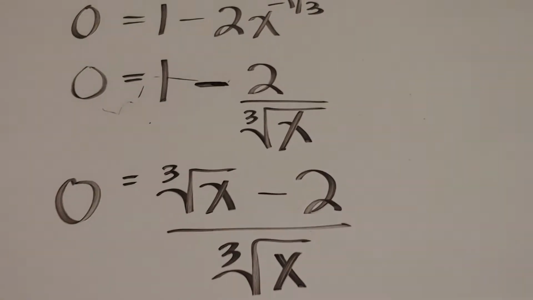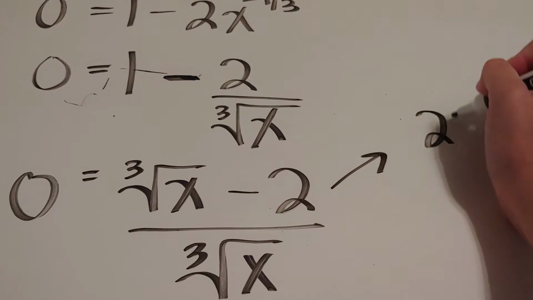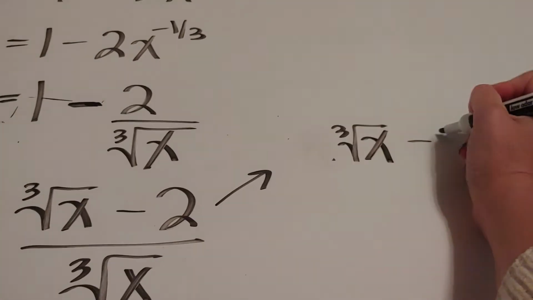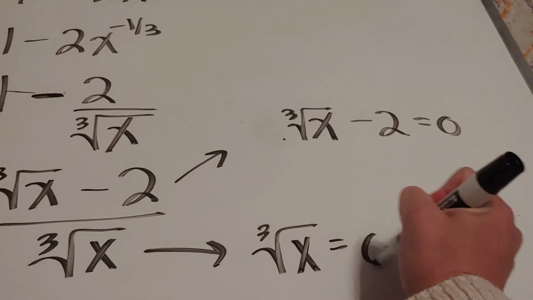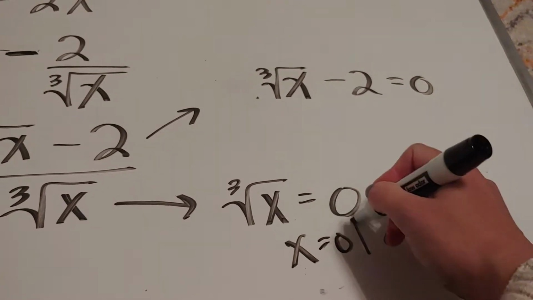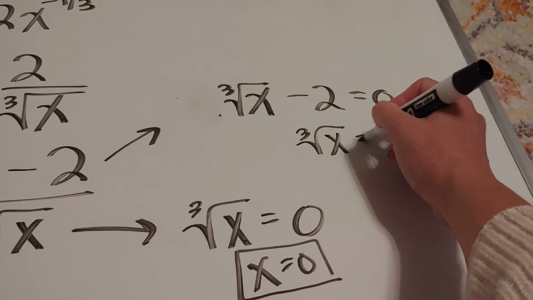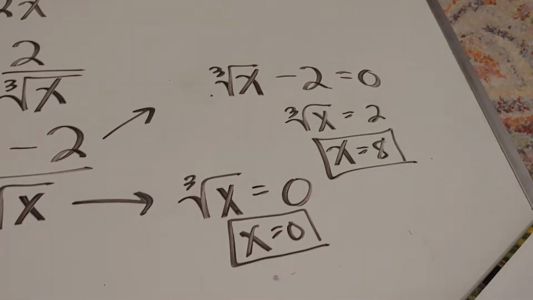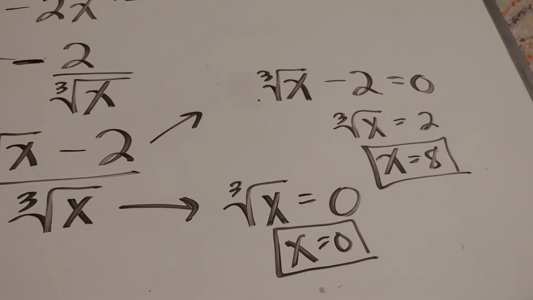All right, now that we have it in a fraction, we're going to set the top equal to 0, and we're going to set the bottom equal to 0. The bottom gives us the critical point of 0, which we would have lost if we didn't make a common denominator. And then over here, I get the cube root of x equals 2. When I cube both sides, I get x is 8. All right, so those are my critical points. My critical points are x equals 8 and x equals 0. All right, it's number line time.